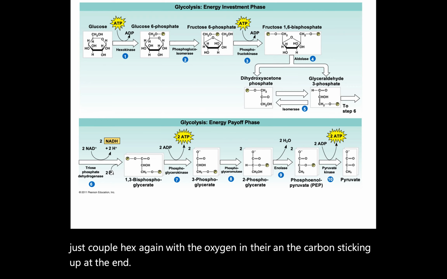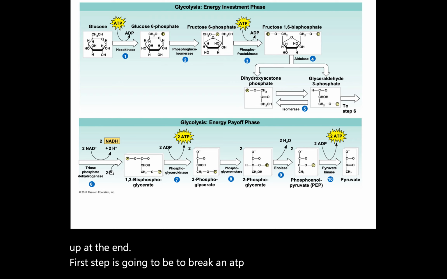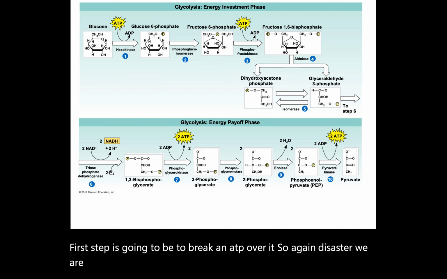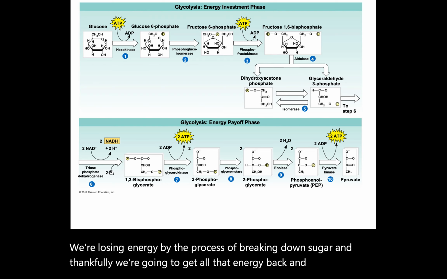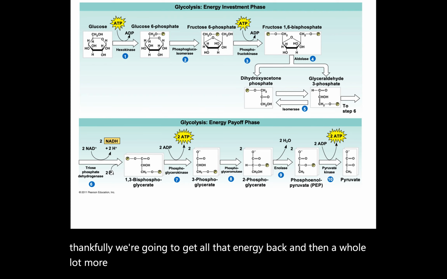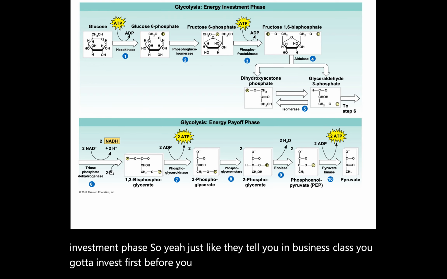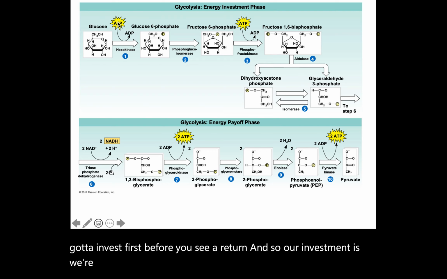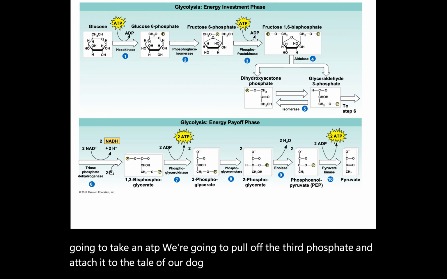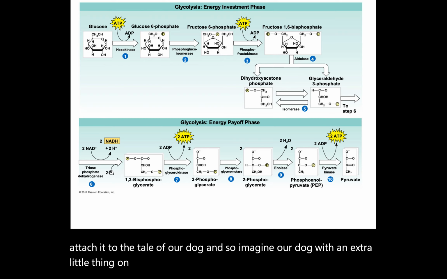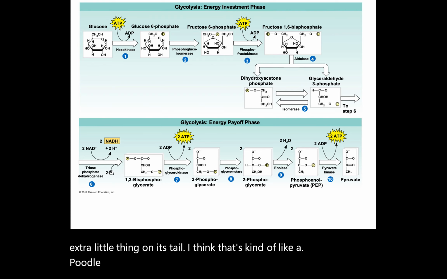First step is going to be to break an ATP over it. So again, disaster. We are losing energy by the process of breaking down sugar. And thankfully, we're going to get all that energy back and then a whole lot more, but that comes in the payoff phase. Right now, it's the investment phase. Just like they tell you in business class, you've got to invest first before you see a return. And so our investment is we're going to take an ATP, pull off the third phosphate and attach it to the tail of our dog. So imagine our dog with an extra little thing on its tail. I think that's kind of like a poodle with one of those little fluffy balls at the end of it. Adorable, right?